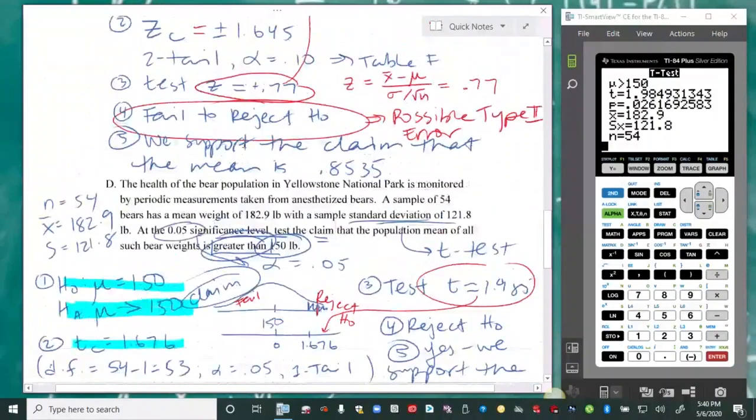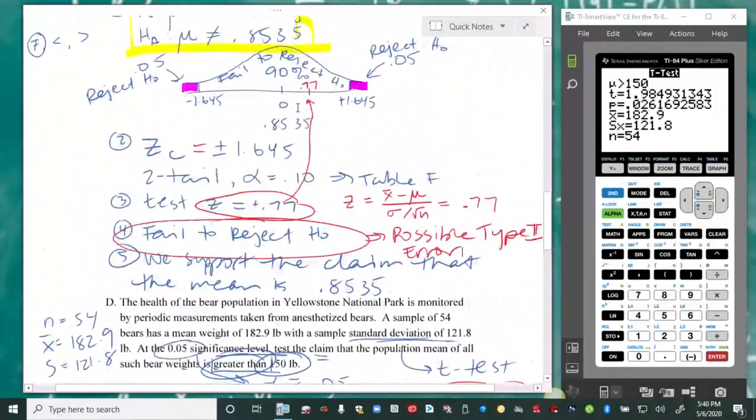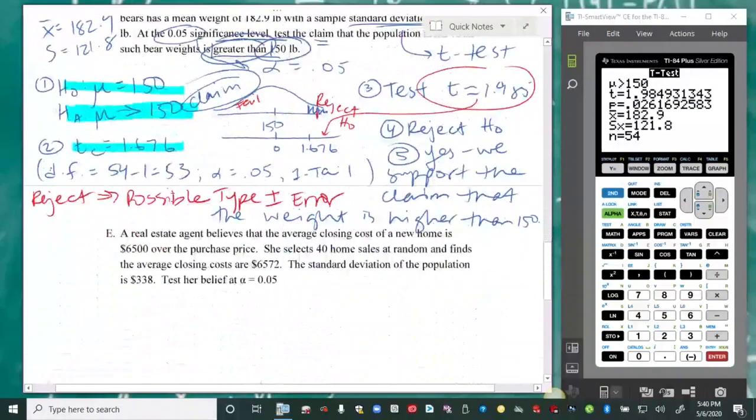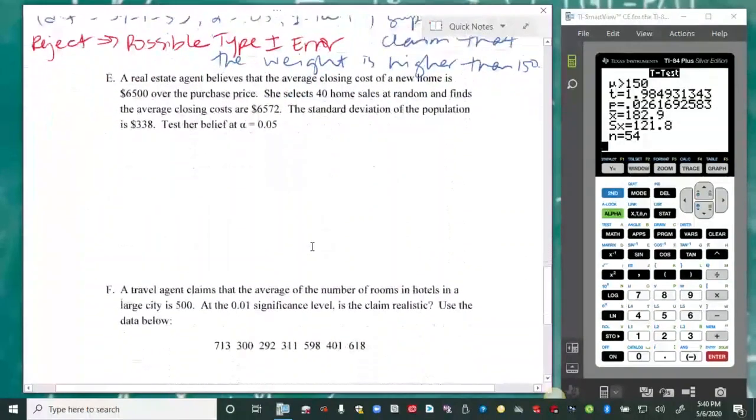So could we be wrong? Could it really actually be 0.8535 is what we're saying? Or could it actually really be higher? Possible type 2 whenever we fail to reject. Okay, let's take a look at E.